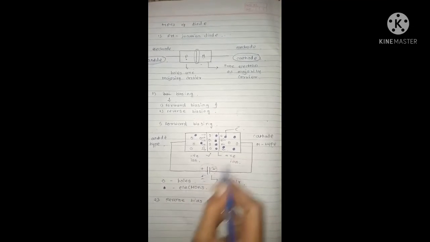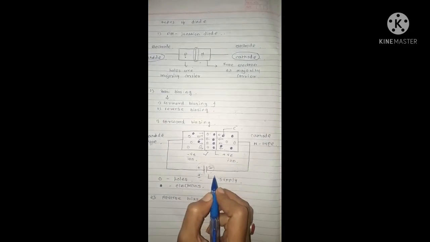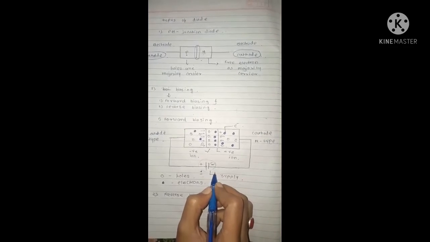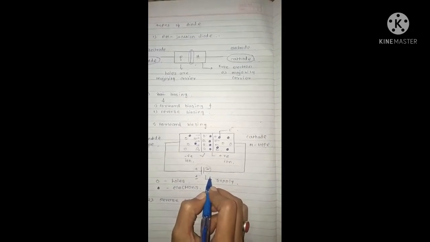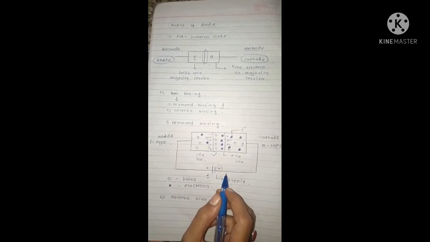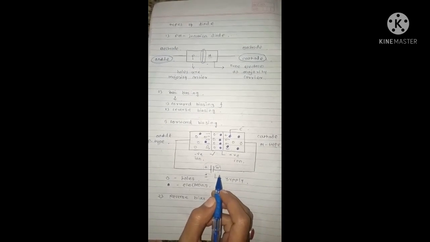After that, the second is the reverse bias condition. In the reverse bias condition, the p-type region is connected to the negative terminal and the n-type region is connected to the positive terminal. If we connect this polarity, the device is subjected to reverse bias.